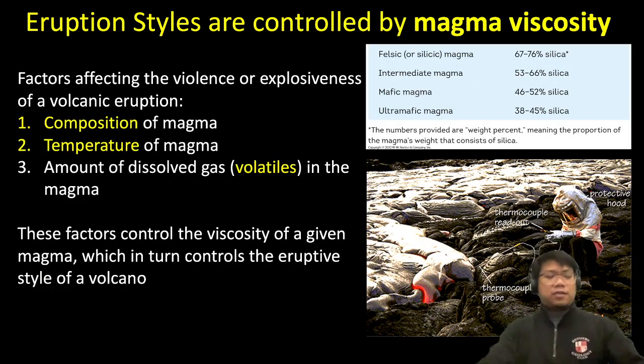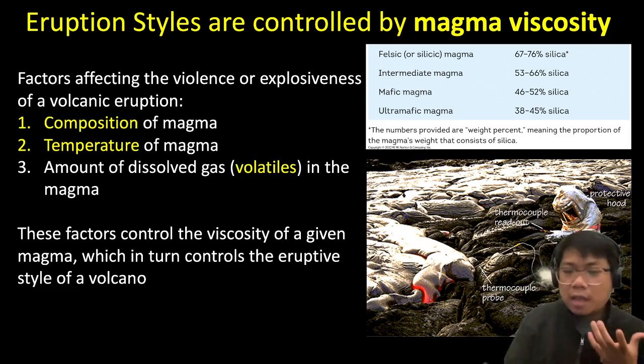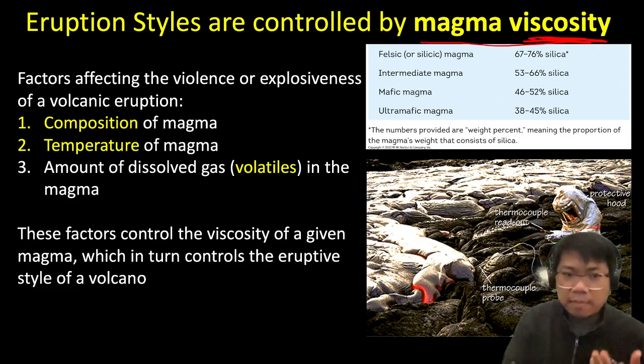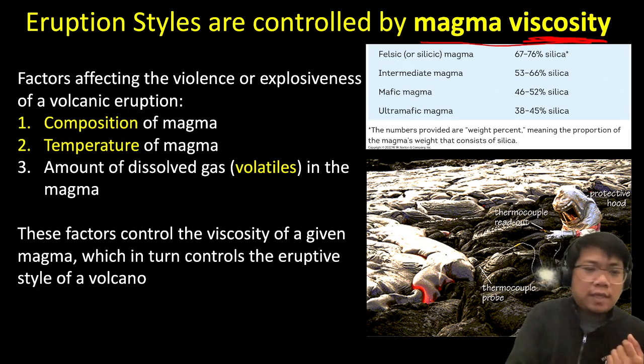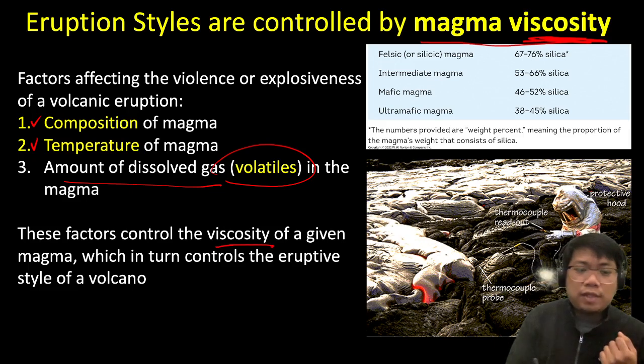Right, so eruption styles. In order to learn about eruption styles, it is so important to learn about the concept of magma viscosity. Okay, and there are actually three main factors that could influence magma viscosity. The first one is the composition of magma, the second one is the temperature of magma, and the last one is the amount of dissolved gas or volatiles within the magma.